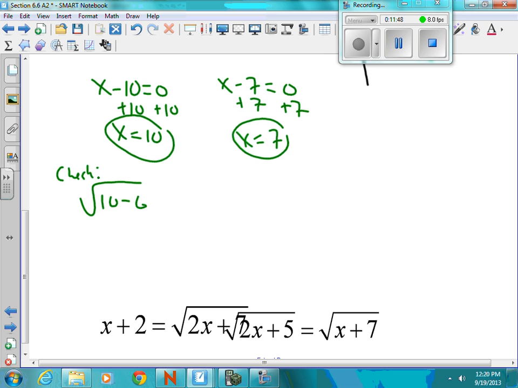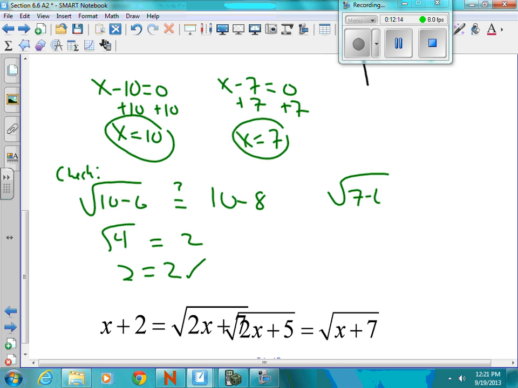10 minus 6, does it equal 10 minus 8? 10 minus 6 is 4. Square root of 4, 10 minus 8 is 2. The square root of 4 is 2. 2 equals 2. We always assume the positive square root when we're simplifying. We're not solving an equation, we're simplifying, so it's always the positive square root. It checks there.